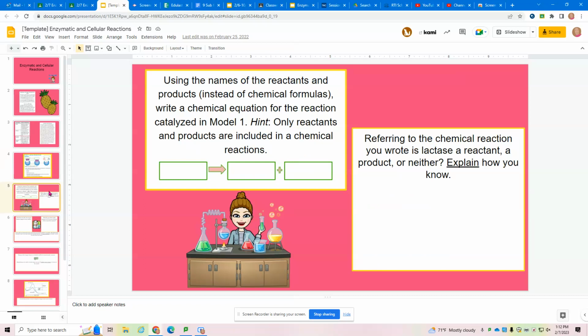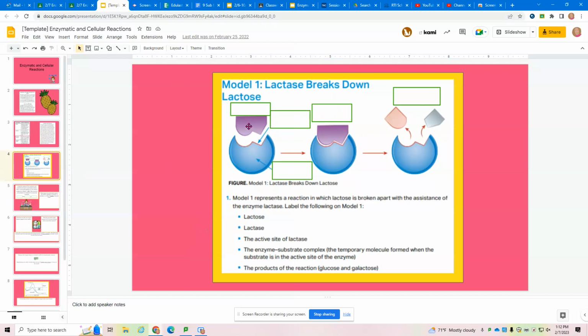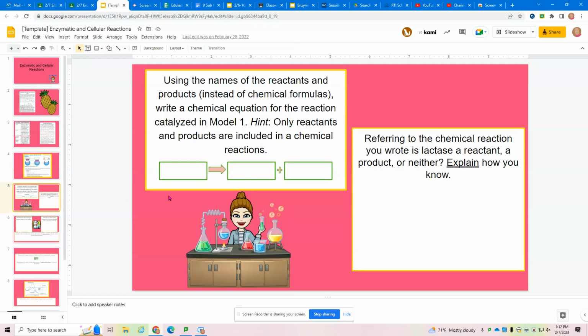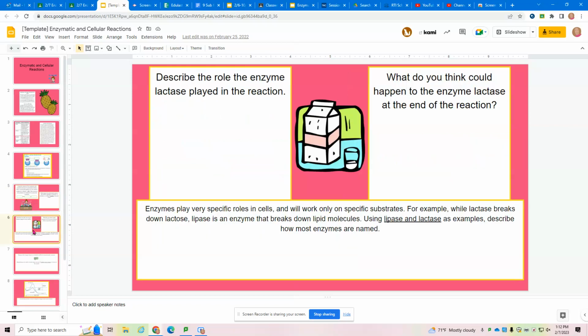So right here, we're going to be putting the reactants and the products. So the reactants is what's going to be going into the reaction. So that's going to be over here. The lactose is what goes in. And then glucose and galactose come out. So the lactase is not a reactant or a product. It is simply where the reaction takes place.